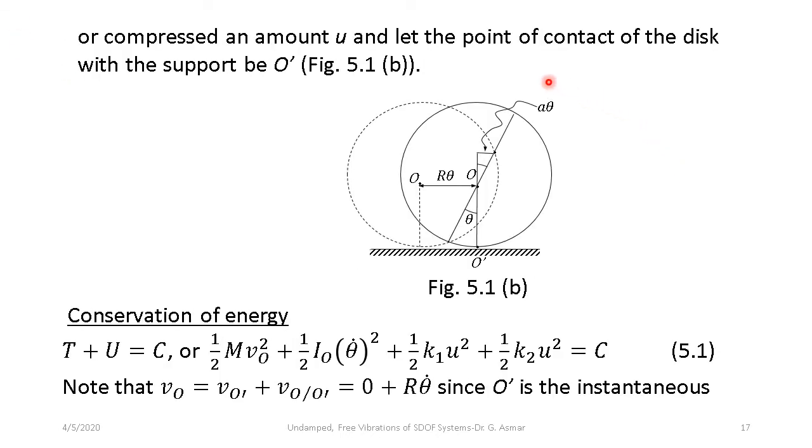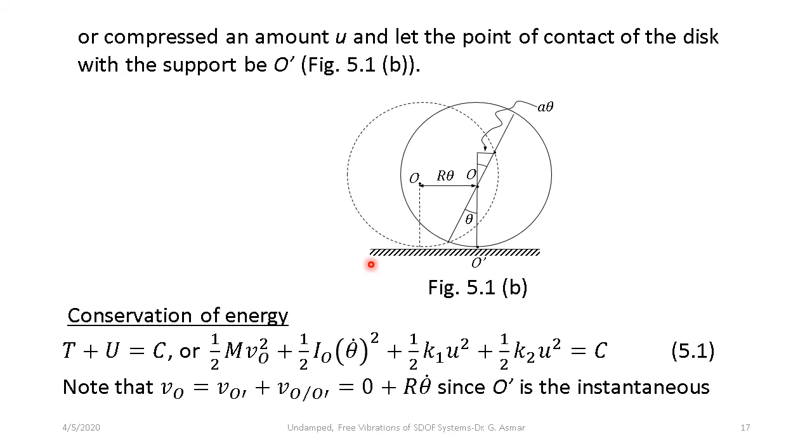Also, at that instant of time, the point of contact of the disk with the support is O prime, and you can see the disk in its current position. This is the contour in a solid line. The contour in dashed lines is the initial or equilibrium position of the disk. Here's the point of contact of the disk O prime with the surface.